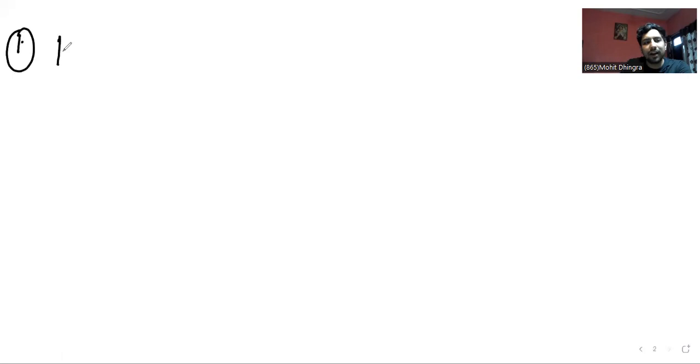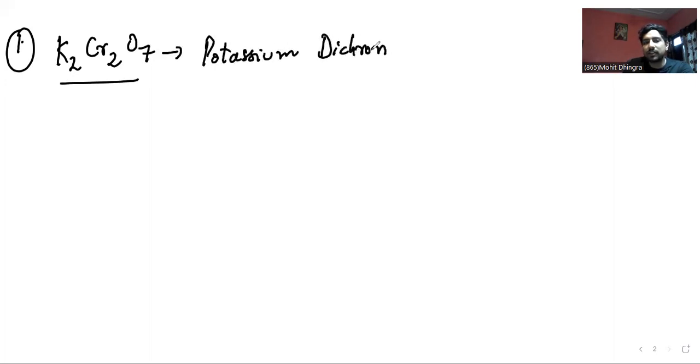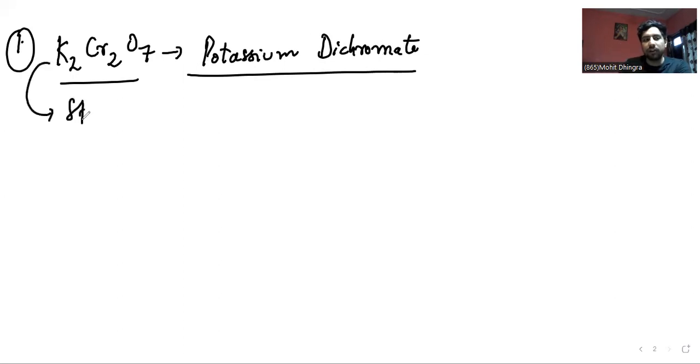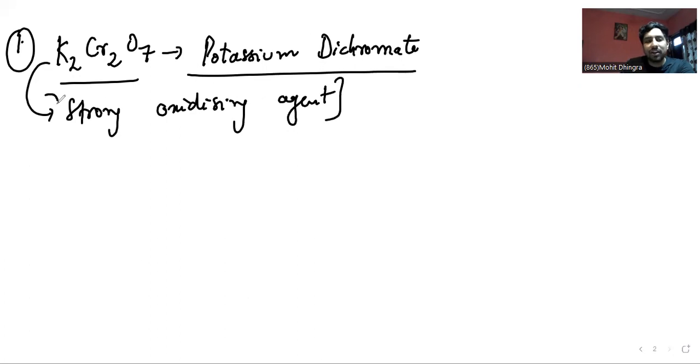Now we have to discuss a compound, K2Cr2O7, that is potassium dichromate. We have already discussed in organic chemistry that it is a strong oxidizing agent. Being a strong oxidizing agent, it is used for the oxidation of alcohols into aldehydes and ketones, and aldehydes and ketones are oxidized into carboxylic acids with the help of potassium dichromate.